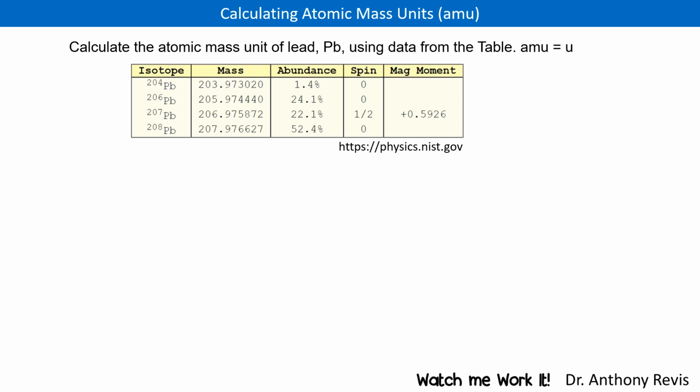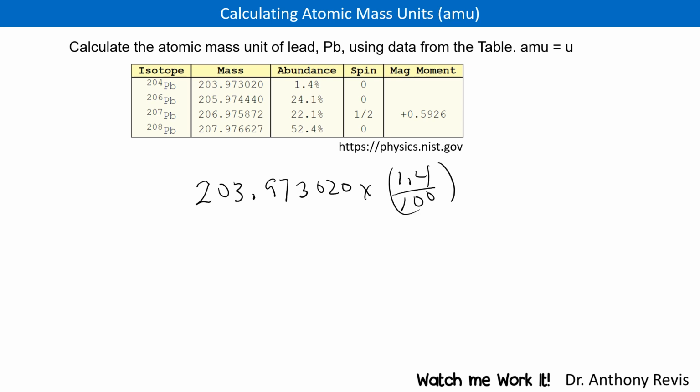So in order to calculate the AMU, we would take the mass of each of these times their percentage as a decimal, and then sum those results. So watch me work it. Let's do it. So we start with 203.973020 times 1.4 converted to a decimal, like so.